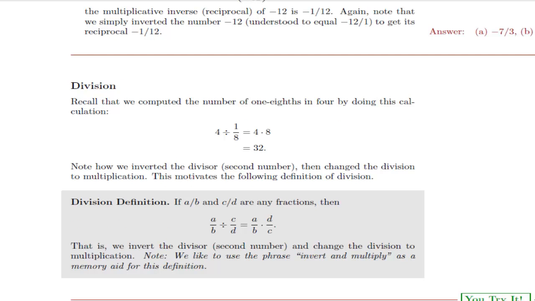4 divided by 1/8 equals 4 times 8 equals 32. Note how we inverted the divisor, the second number, then changed the division to multiplication. This motivates the following definition of division.